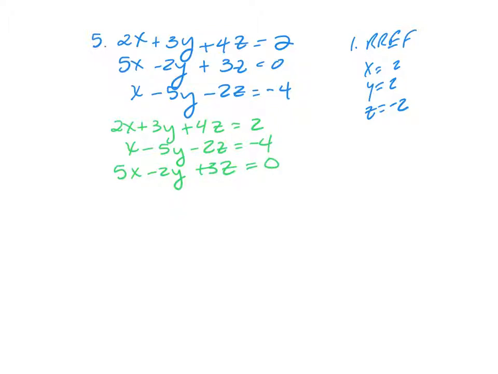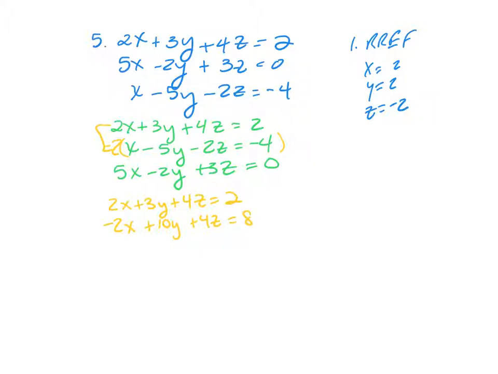Right. So now I'm going to use 1 and 2. And we're going to eliminate something. Well, it makes sense to eliminate the x. And we're going to do that by multiplying the second equation by negative 2. Does everybody see that? Yeah. And now we're going to have 2x plus 3y plus 4z equals 2. And negative 2x plus 10y plus 4z equals 8.